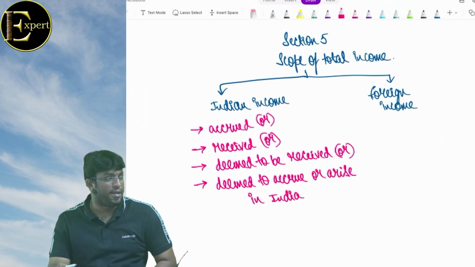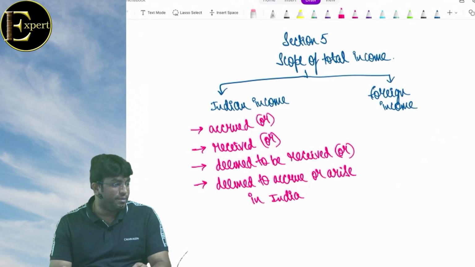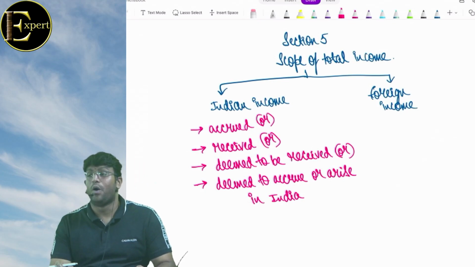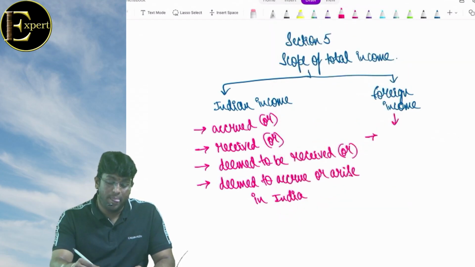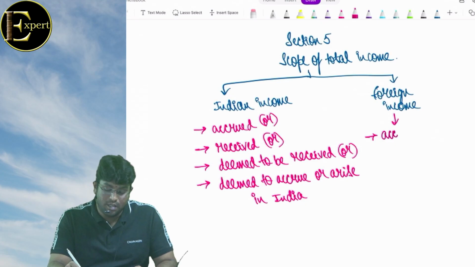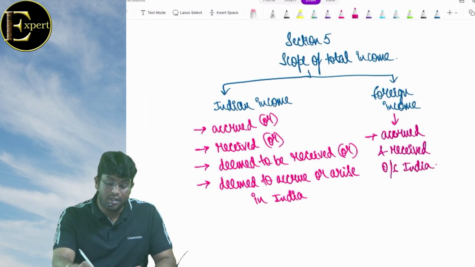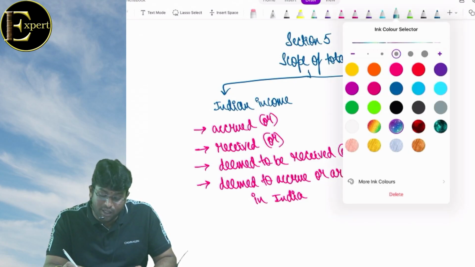Indian income is one which is accrued or received or deemed to be received or deemed to accrue or arise in India. So clear? Now what is foreign income? Foreign income means which is accrued and received outside India. Accrued and what? Received outside India. Getting clarity on this point, everybody?